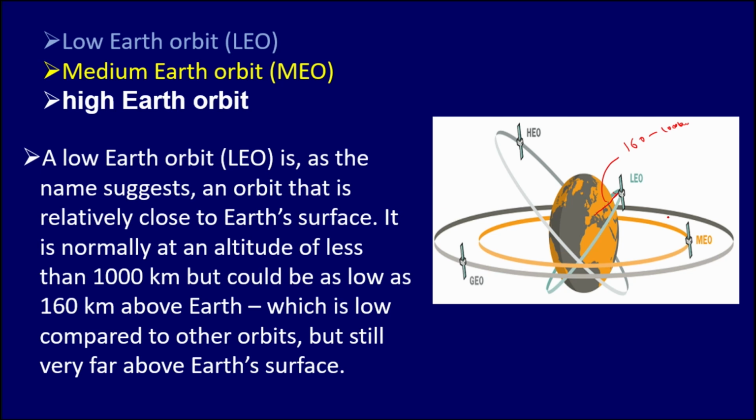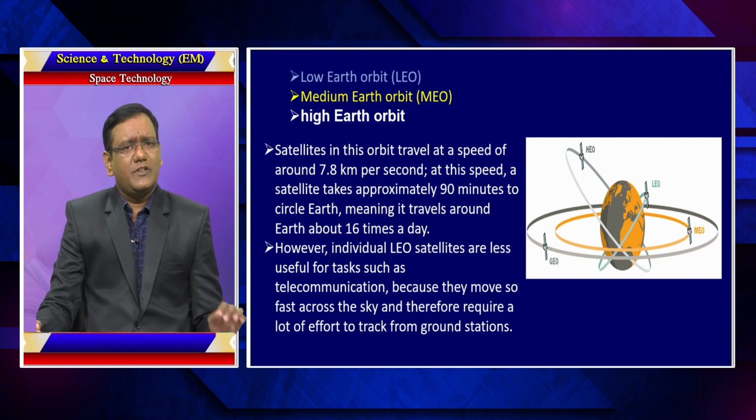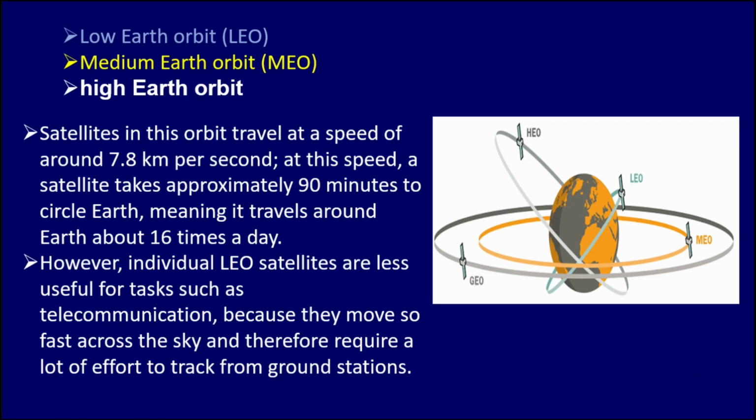It is actually very high. The planes would actually go in between 11 to 15 kilometers. The satellite in this orbit travels at a speed of around 7.8 kilometers per second. At this speed, a satellite takes approximately 90 minutes to circle the Earth, meaning the sun synchronous orbit that we were talking about travels around the Earth 16 times a day.